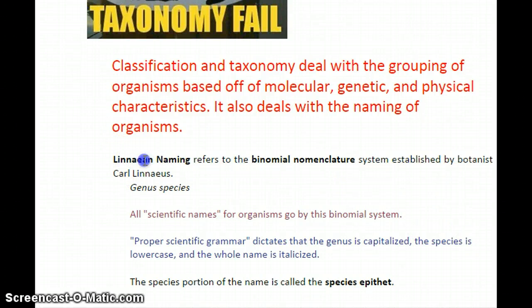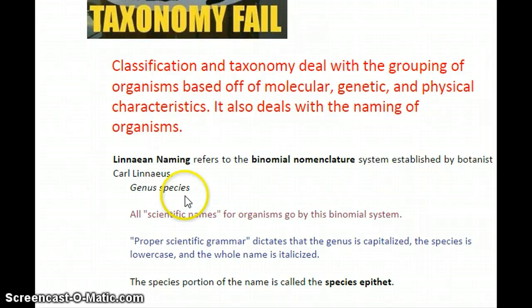So the Linnaean classification system refers to this binomial nomenclature that you see with the scientific names of organisms. And it was established by a botanist named Carl Linnaeus. And so this system, basically your scientific name has a genus name and then the species name. And we'll go over what exactly the genus is and the different levels, how we classify from the large, broad category of living things down to the specifics.